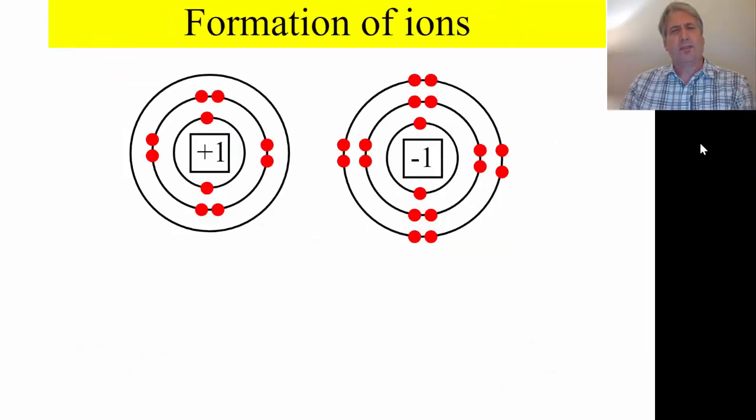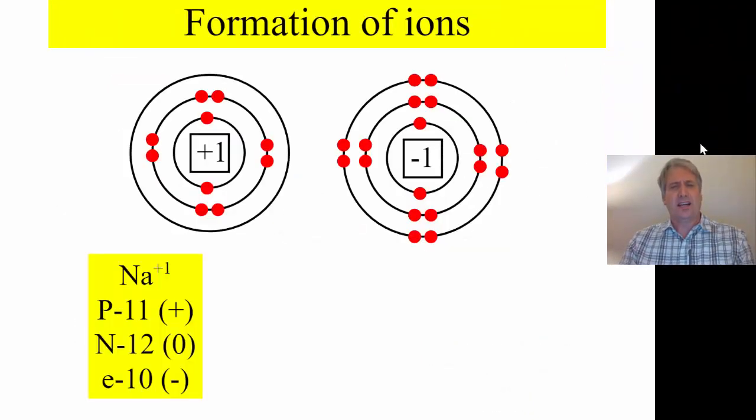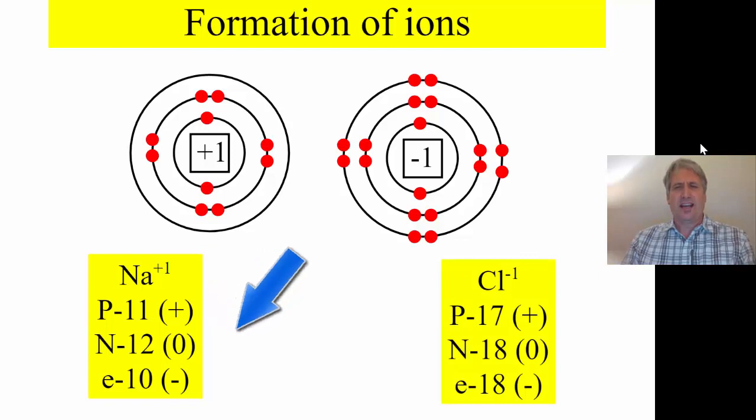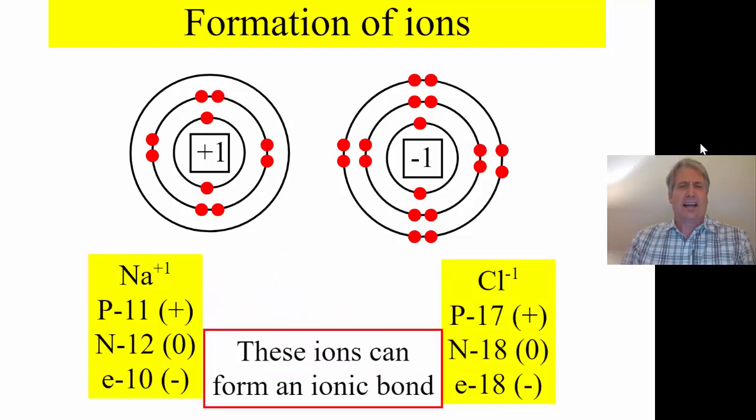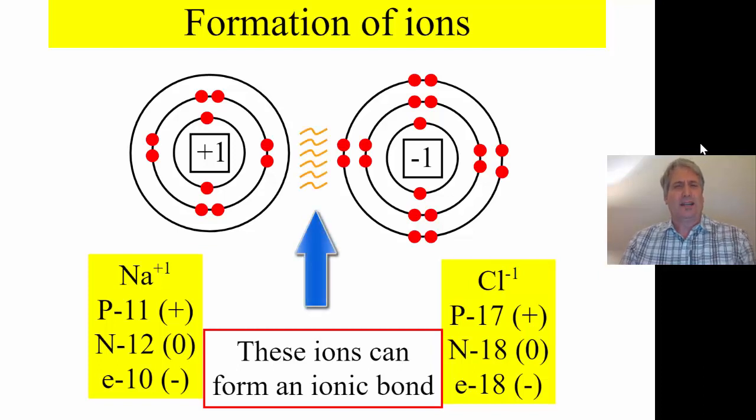One last diagram. The positively charged ion has an extra proton, so it's positively charged. The negatively charged ion has an extra electron, so it's negatively charged. These ions can form an ionic bond. They are not sharing electrons. The opposite charges are just attracting each other and forming an ionic bond.